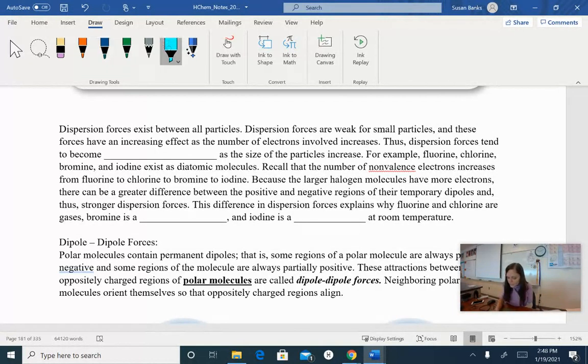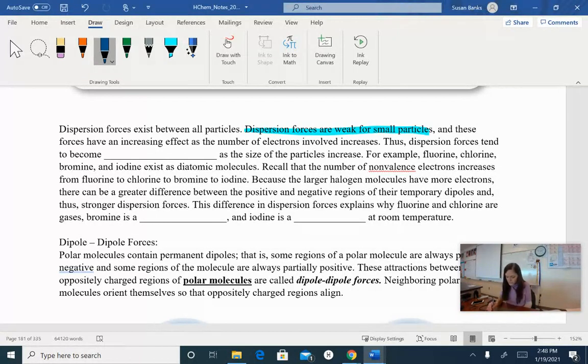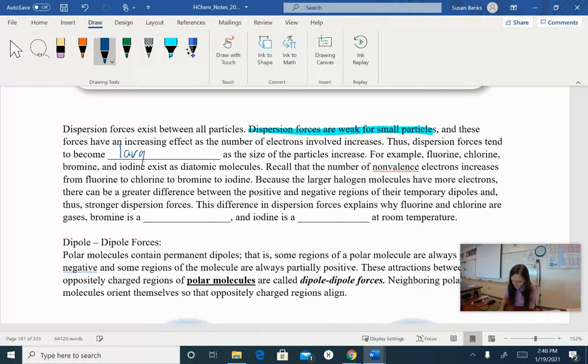Dispersion forces are weak for small molecules. So the smaller the molecule, the fewer the electrons, so the fewer electron clouds, therefore the fewer the dispersion forces, okay? And these forces have increasing effect as the number of electrons increases. Thus, dispersion forces become larger as the size of the particles increases, because larger particles usually have more electrons. Larger, or we could also say stronger, as the size of the particles increases.